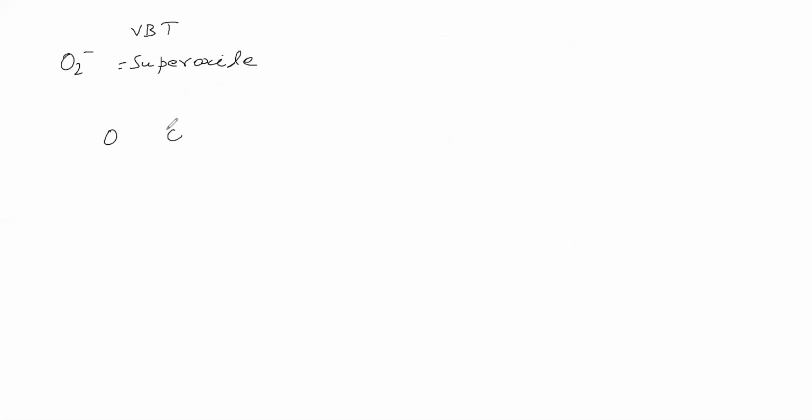In this O2 minus, two oxygens are there. Oxygen comes under group number 6, in the sense its valence shell contains 6 electrons. This valence shell also contains 6 electrons. Now, the minus charge we have to give to any one of the oxygens. Therefore, another electron we will write. Now, here one bond we have written.